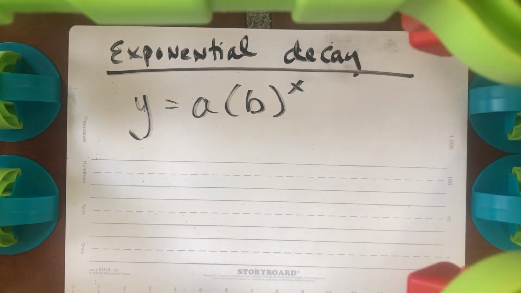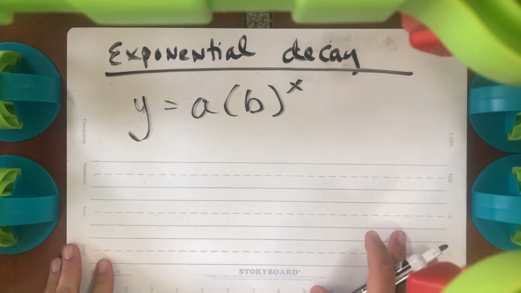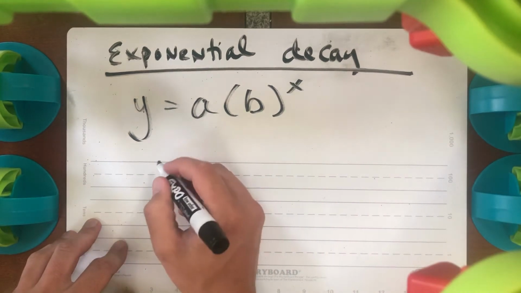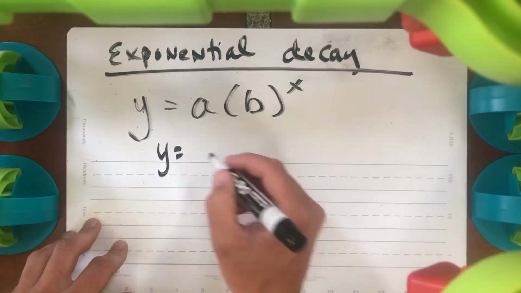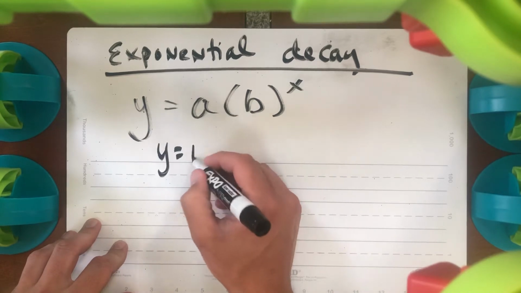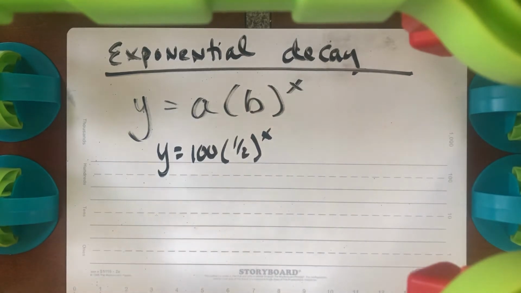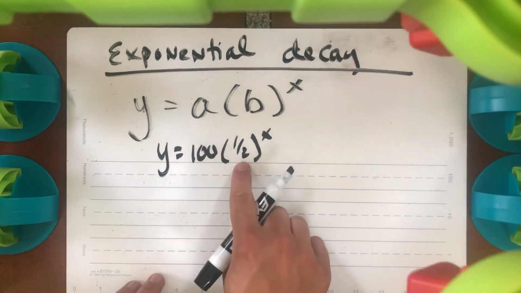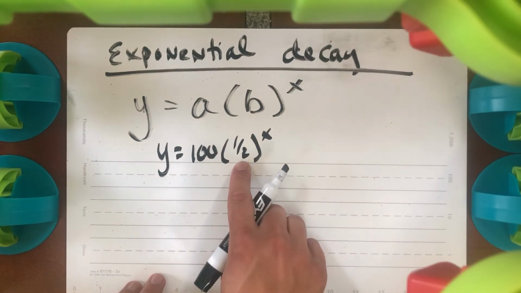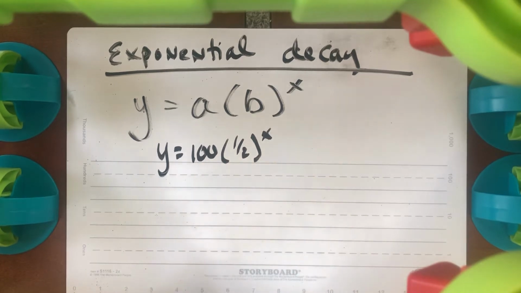In this video, I'd like to talk to you about exponential decay in a tabular form, what we call a numeric form. Let's look at a specific example here. We'll do y equals 100 (1/2) raised to the x. So in this case, we can tell it's decay because our b value is less than 1, and we can tell our initial value is 100.